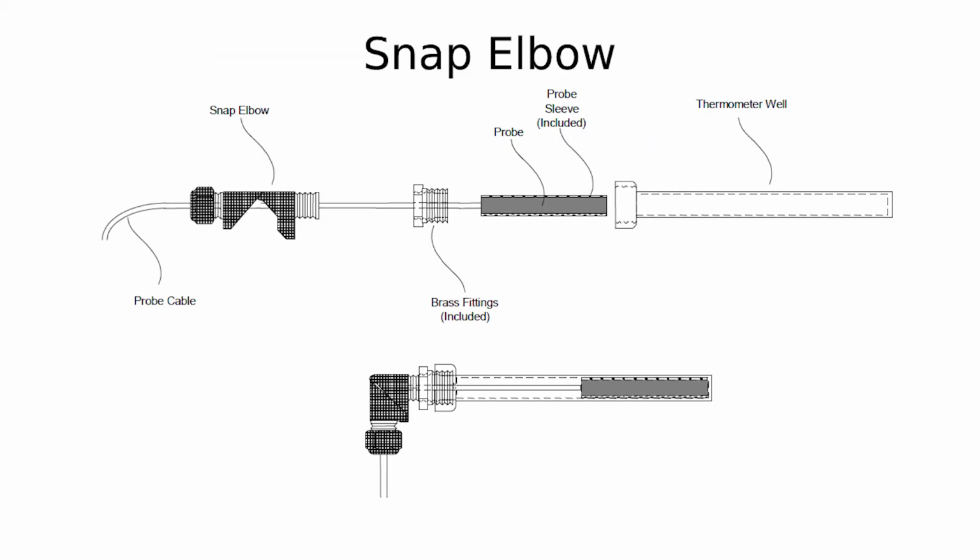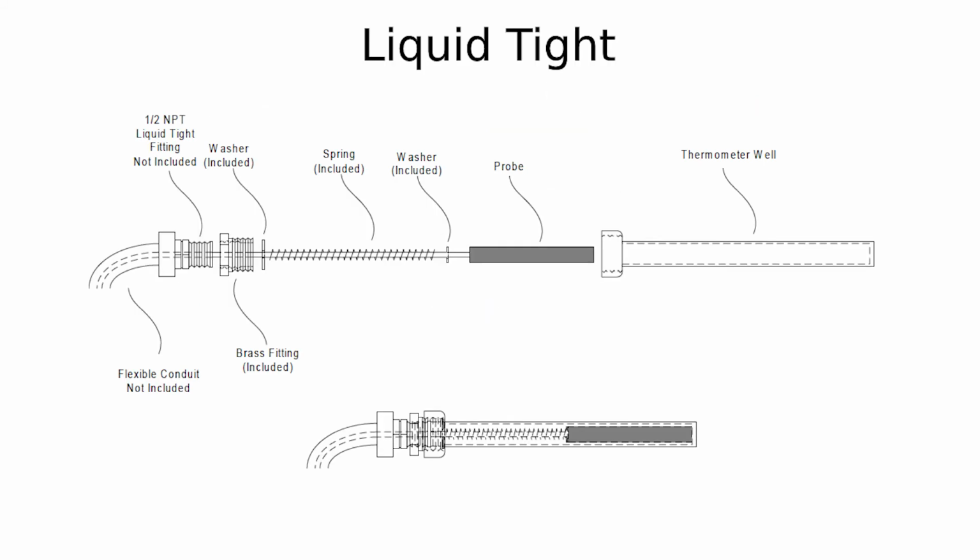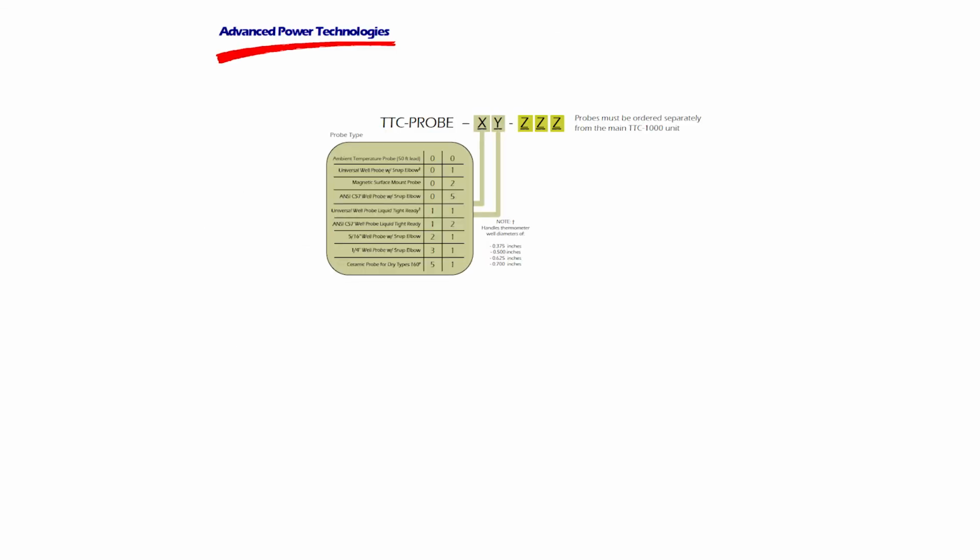Probes can be equipped with either externally mounted snap elbow fittings or liquid tight ready for leads to be run in conduit. These can be ordered to fit IEEE standard ANSI C57 size probe wells or with a universal sizing kit that fits an array of well diameters. Probes with the externally mounted snap elbow fitting can also be ordered in 1/4 inch or 5/16 inch diameters.